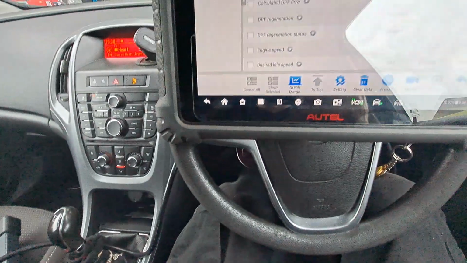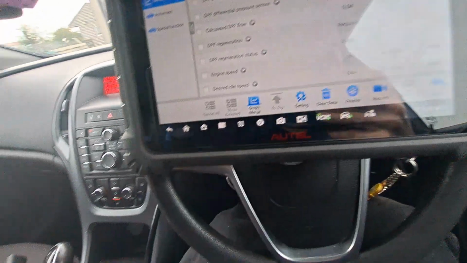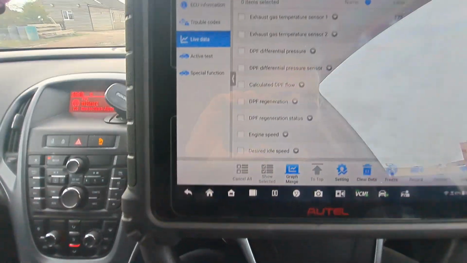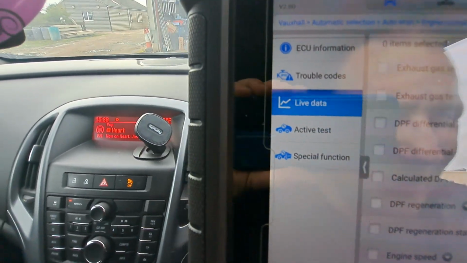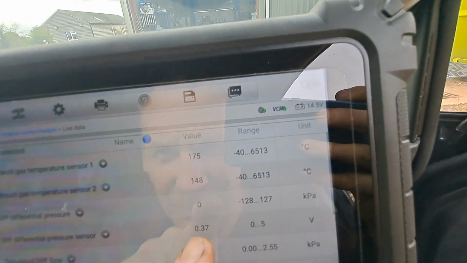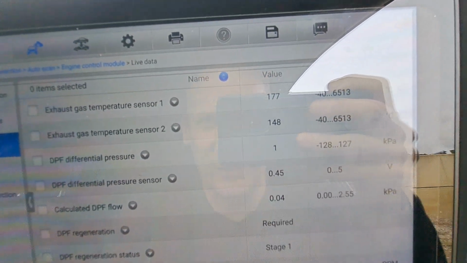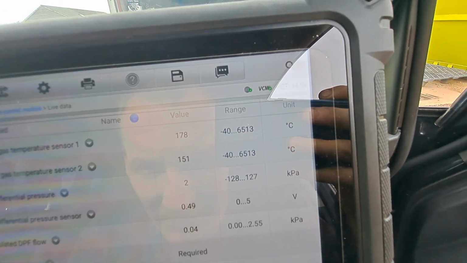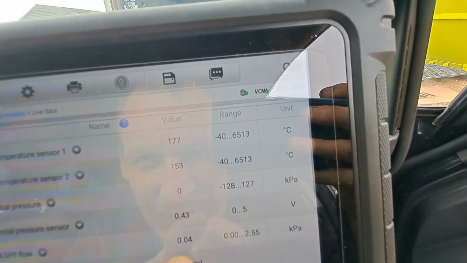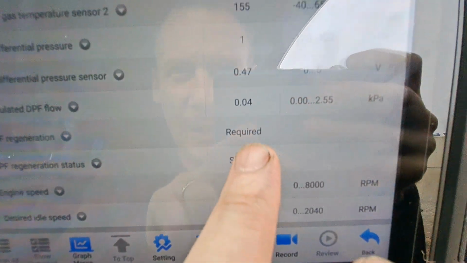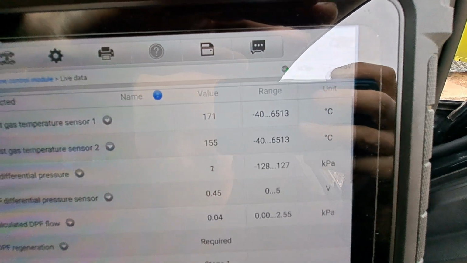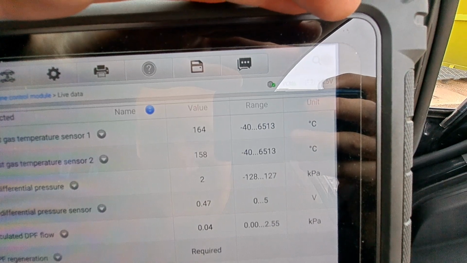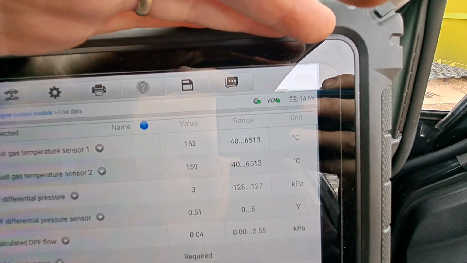I don't understand why it's doing this, because it did it the other day when it was sat completely still, all by itself, started doing this regen. And this is now doing it again. And the weird part about it is, so you look at the DPF, we have no pressure. And then, there we go, we're at 1800 RPM, and we've got no pressure. Flickering between 1 and 0 kPa.